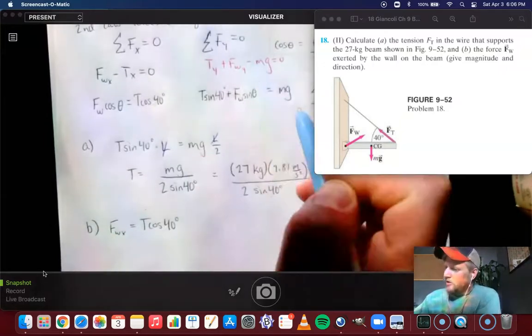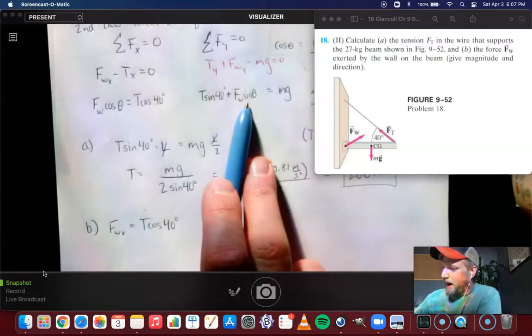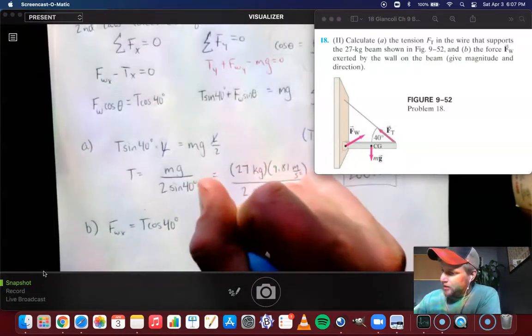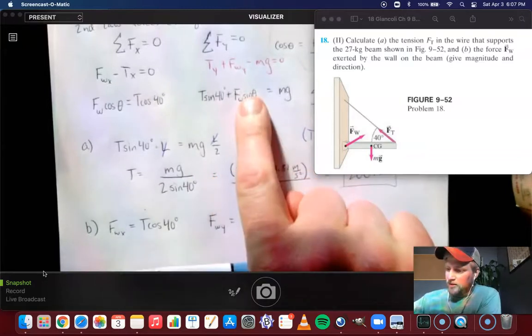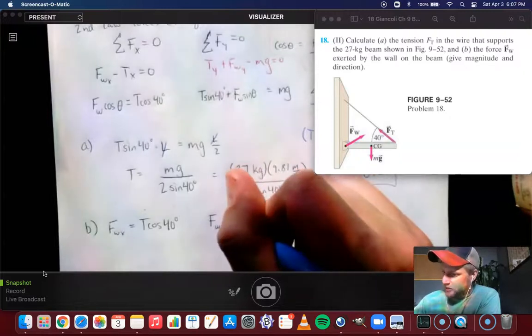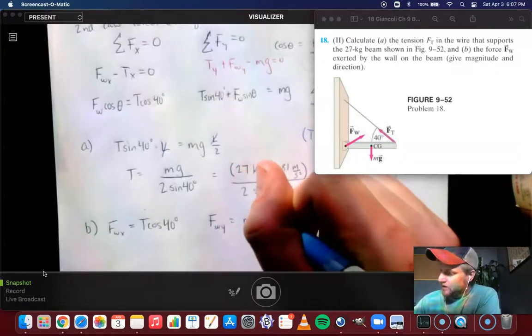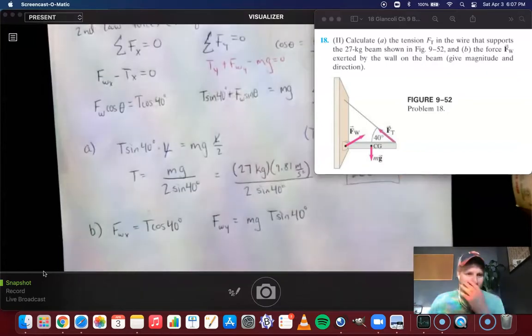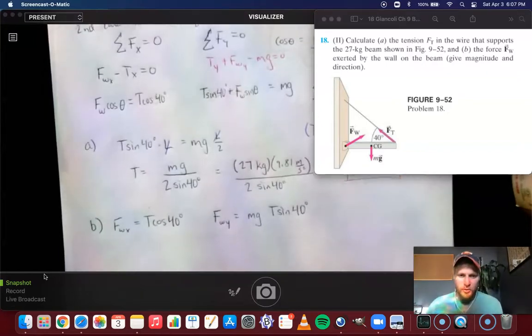And then we can do the same thing here. I'm going to take this back one step and leave it by itself. So we'll call it FWY. That's this thing. I'm going to move this T sine 40 to the other side. So it's going to be mg minus T sine 40 degrees. Now I'm going to tip my hand here and show you why I did that.